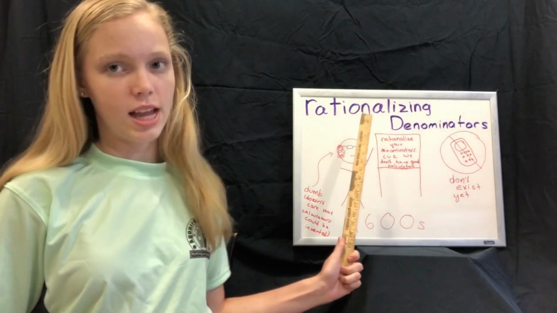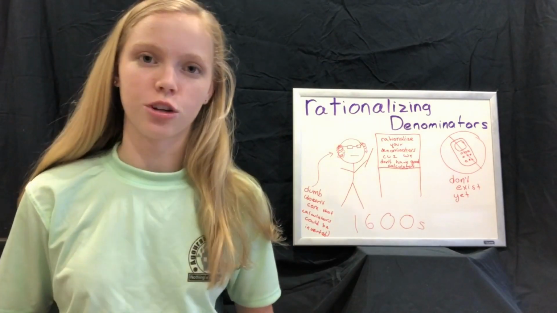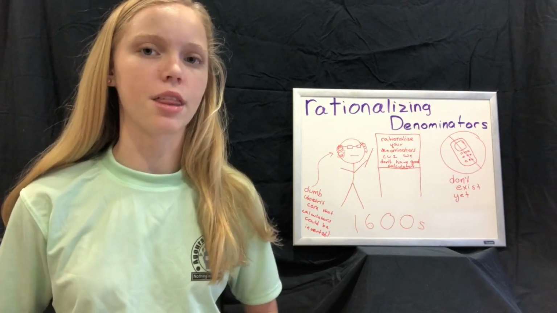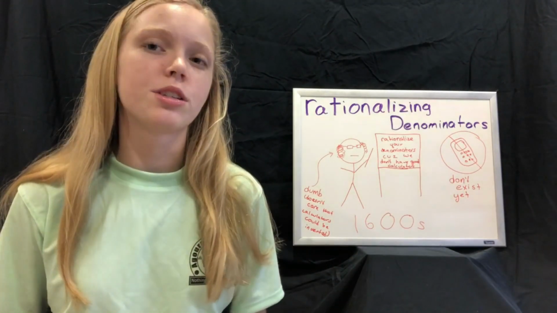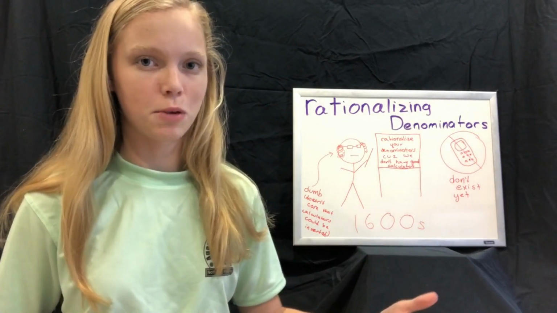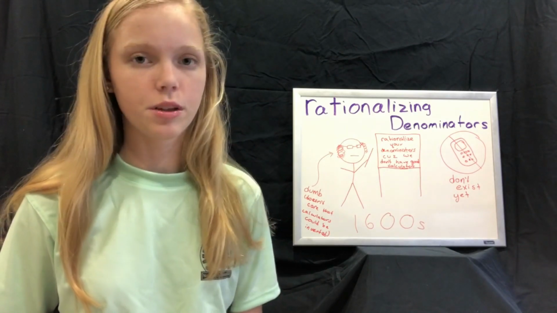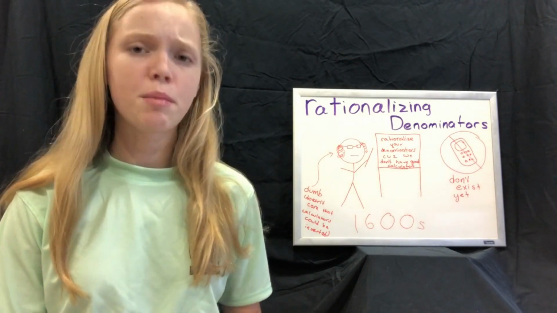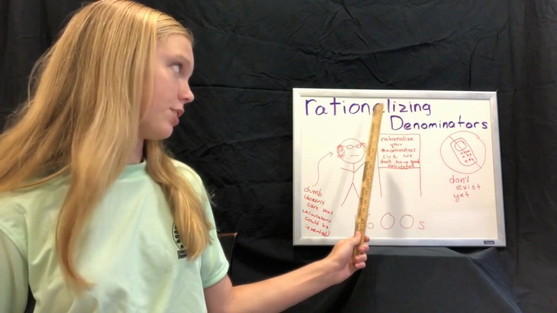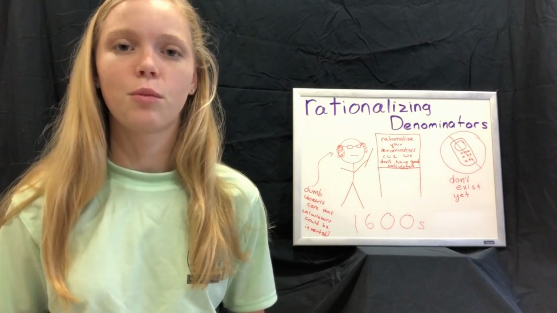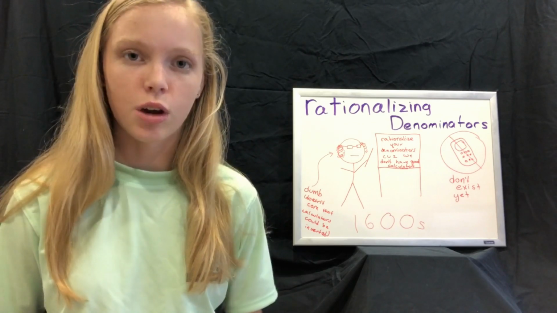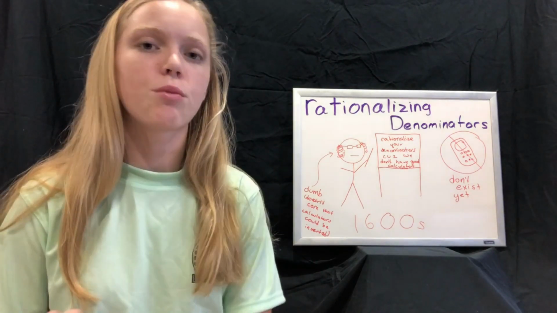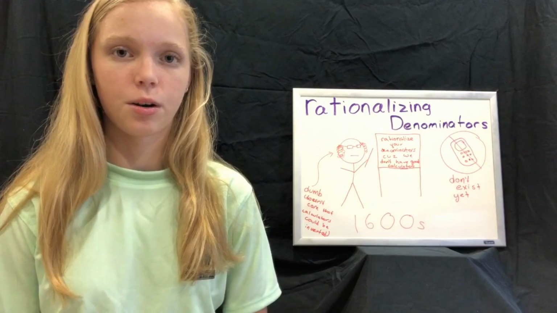We have to rationalize denominators because in the 1600s, when they were beginning to invent math, they didn't have calculators. So, they didn't want to divide by irrational numbers by hand because that was really difficult. So, they made the standard that we have to rationalize our denominators, basically saying that we can't have irrational numbers in our denominators. So, we're going to teach you how to get rid of irrational numbers in the denominator.